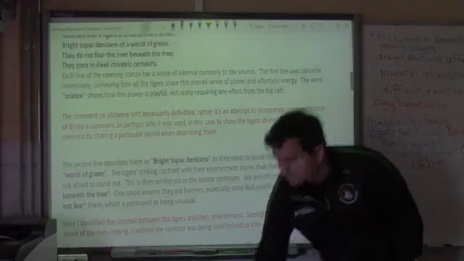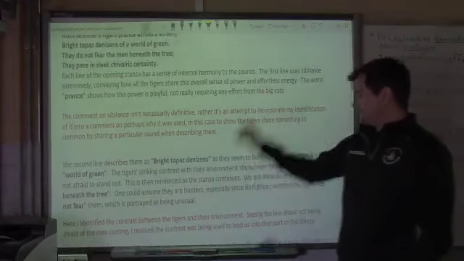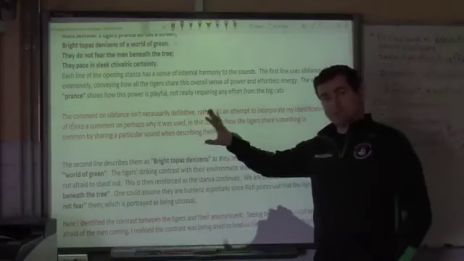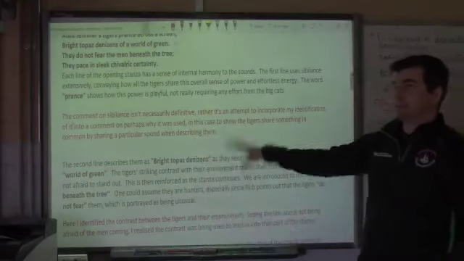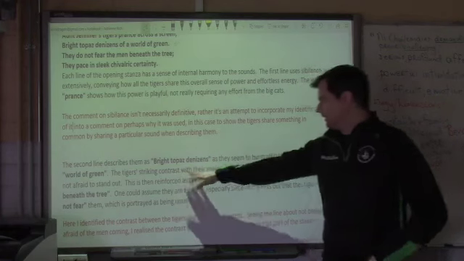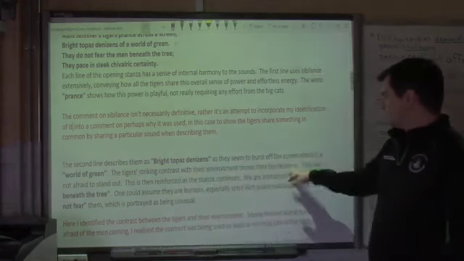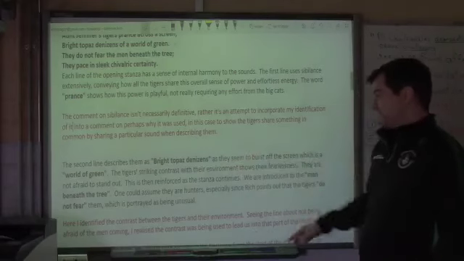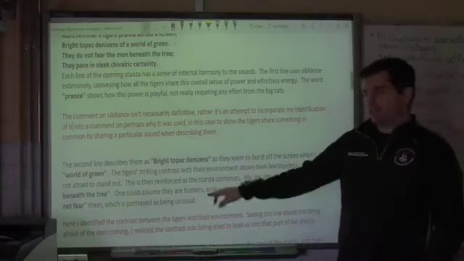The second line describes them as bright topaz denizens as they seem to burst off the screen, which is a world of green. So you can probably see straight away there that this is contrast. The tigers' striking contrast with their environment shows their fearlessness. That's what I'm saying. They're not afraid to stand out. So I've said it, now I'm explaining it.